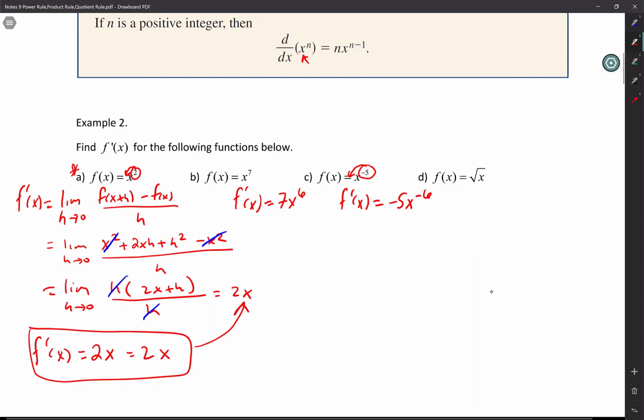Bring that -5 down, x to the -6. Chavez, I don't know how to do letter D. Letter D doesn't have an exponent. Yes, it does. It's a radical. What exponent does it have? 1/2. Well, look, I'm not even doing the derivative yet. I'm just rewriting it.